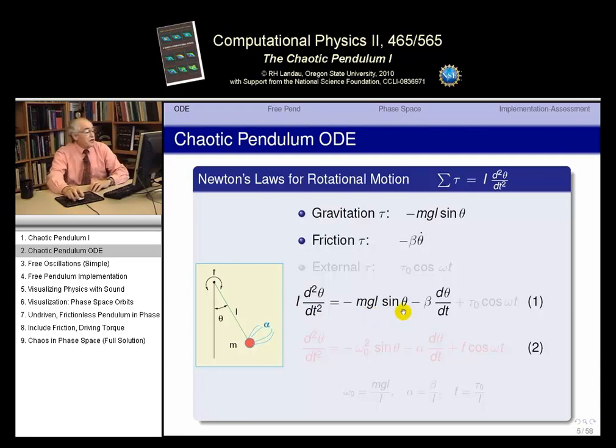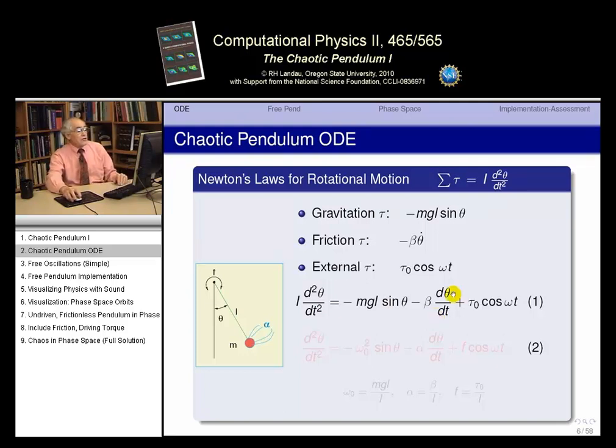The next term is friction. So that is just the little hairy ball here. And we see that the friction has some constant beta times d theta dt. So that's a velocity, it's the angular velocity. So the friction is dependent on velocity. So it's not a constant. It's a more realistic friction, which depends on velocity.